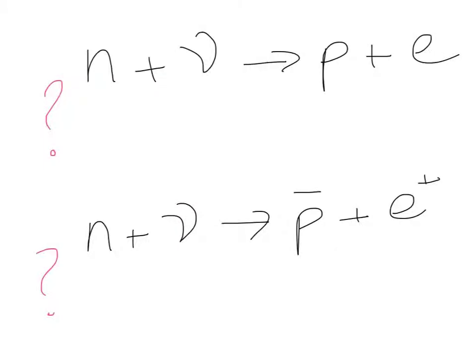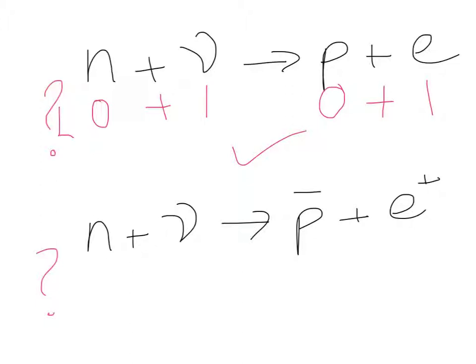So let's have a look at these two interactions. You've got a neutron and a neutrino. So neutron is not a lepton, so the lepton number, and we'll have an L over here to show lepton number, is 0, and neutrino is a lepton, so that's got a lepton number of 1. Proton is not a lepton, and electron is. So therefore, it's conserved.